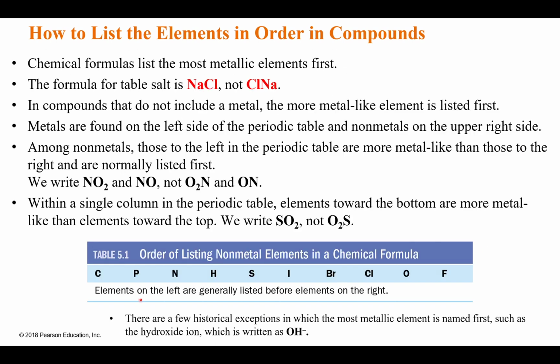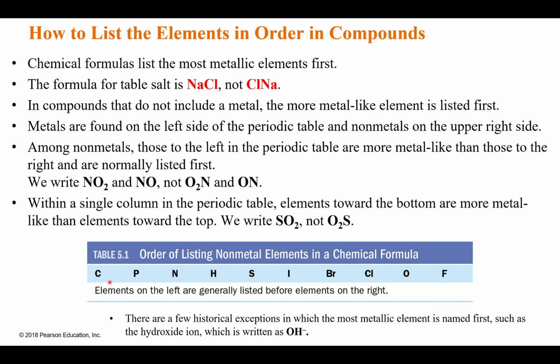We can also take it a step further. If you look at the elements listed in table 5.1, they are in order of their appearance in a chemical formula. So we always start with carbon, followed by phosphorus, nitrogen, hydrogen, sulfur, iodine, bromine, chlorine, oxygen, and then fluorine. You should familiarize yourself with that order.